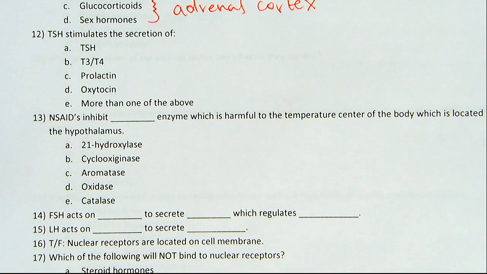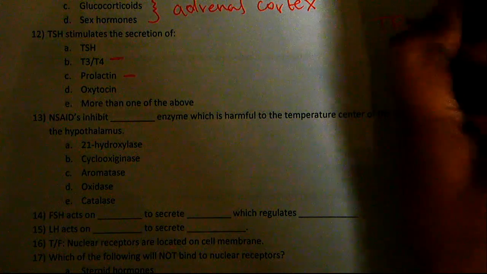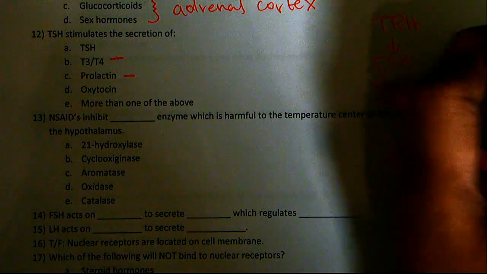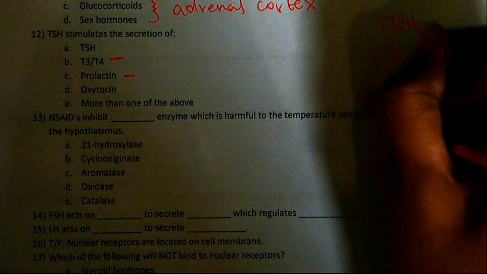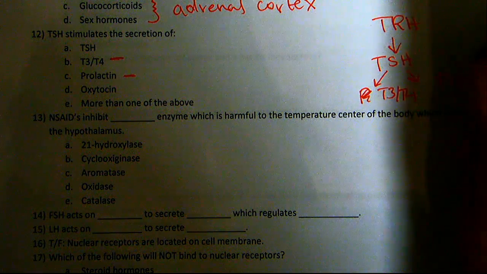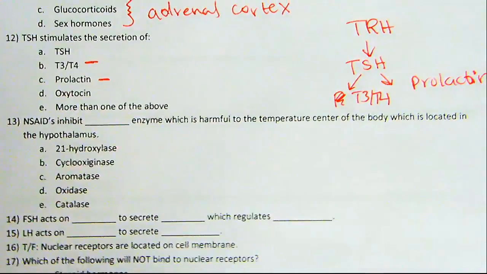TSH stimulates the secretion of what? That's one of them. So yes, T3 and T4 is correct. And C, exactly. So we have TRH from the hypothalamus. We have TSH from the anterior pituitary gland. TSH can produce T3, T4, and then prolactin. Will cause the secretion of them. Okay.